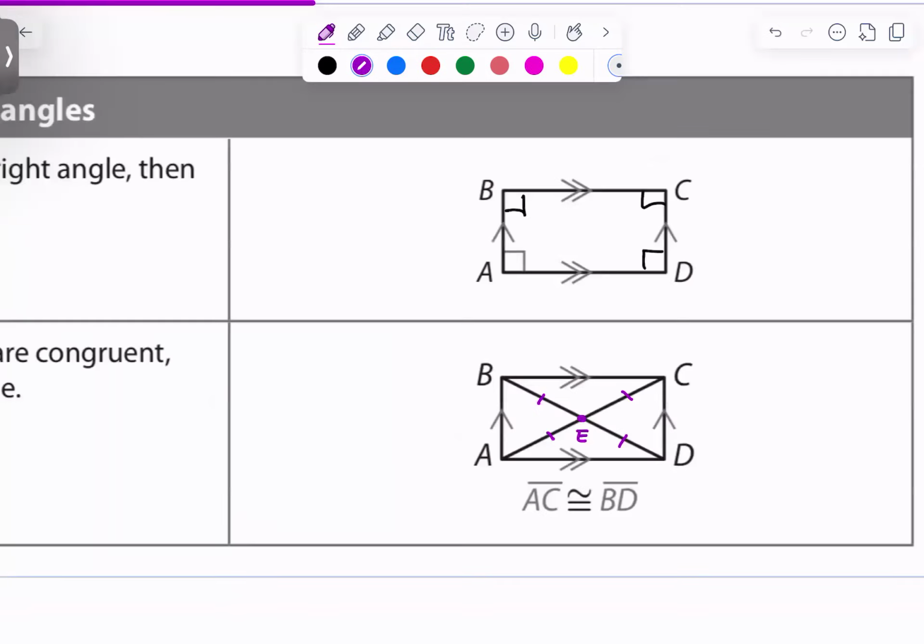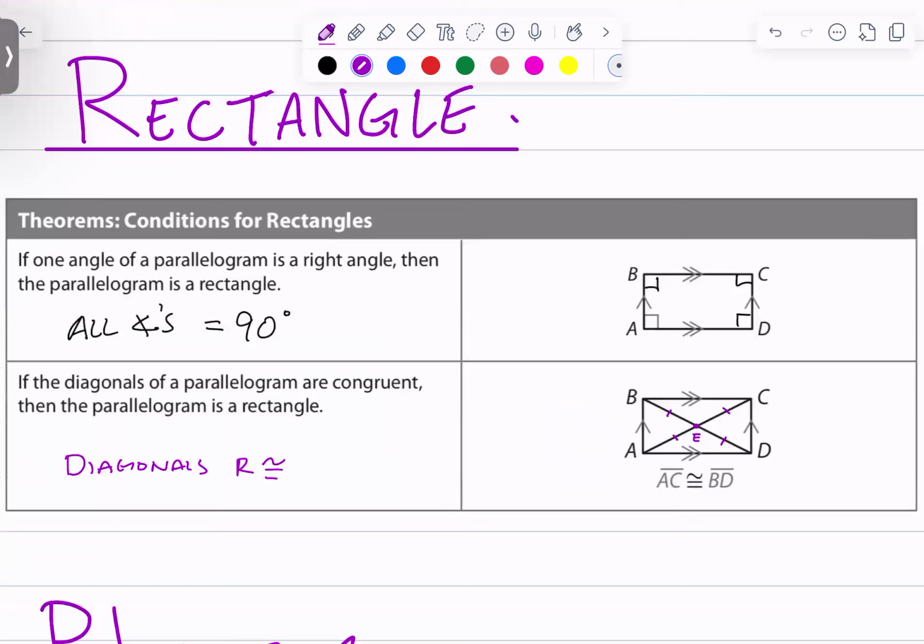So we can add that here as well. AE is congruent to CE and is congruent to BE and is congruent to DE. So that's what a rectangle brings. So if you see a right angle, it's a rectangle. If you see diagonals that are congruent, it's a rectangle.